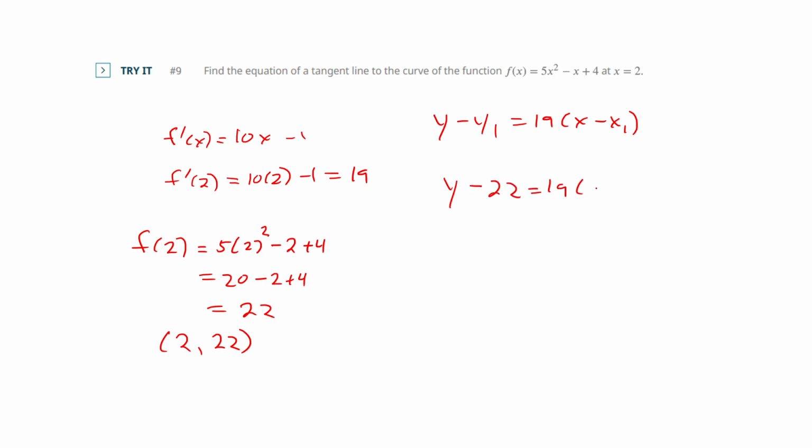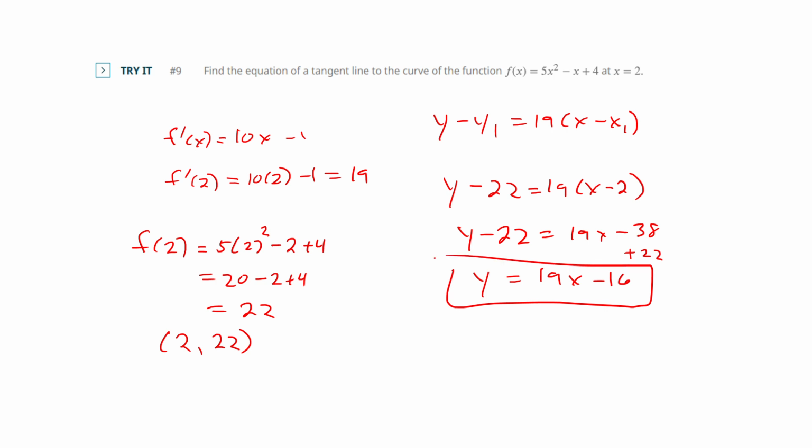So that's all we've got to do. All the way back to when you're first learning about lines. So solve this. Got 19x minus 38. I'm sending the 22 to the other side. What am I going to get? Negative 16. As long as I didn't do that too fast, there's the equation for the tangent line.